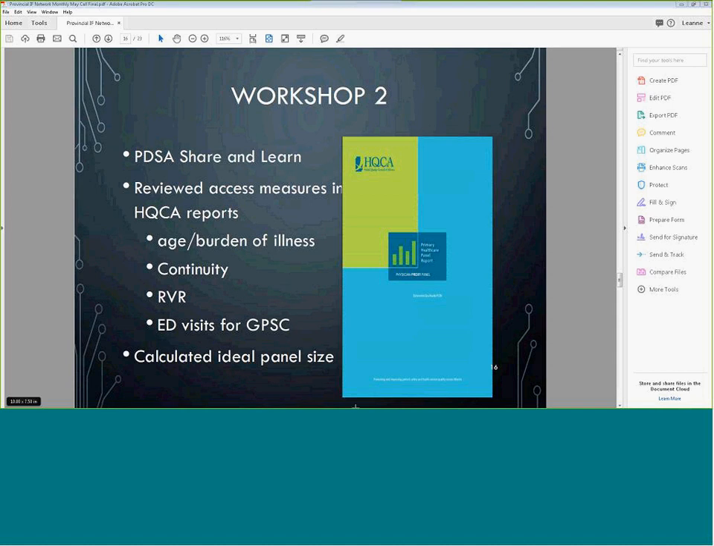So this is kind of our own. This is just at the second workshop. They followed back and they shared all that information, and they also calculated ideal panel size. So this involved, we also reviewed the HQCA report to look at the access measures, and then they used this information to do the ideal panel size calculation themselves at the workshop.